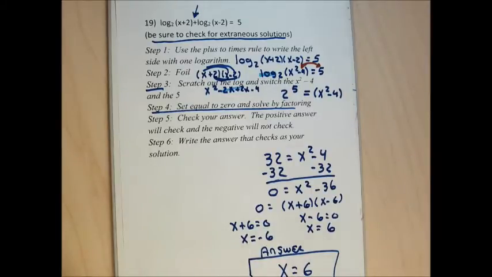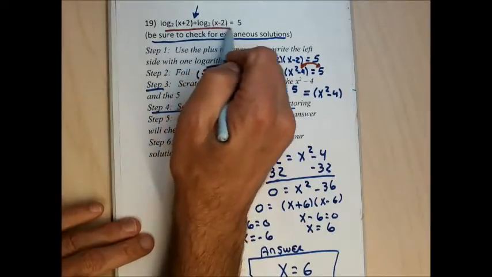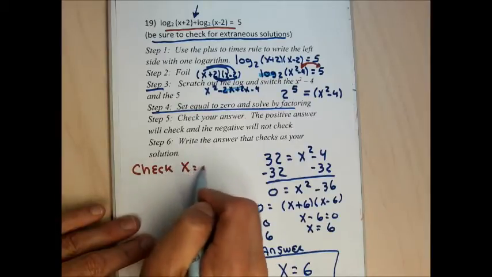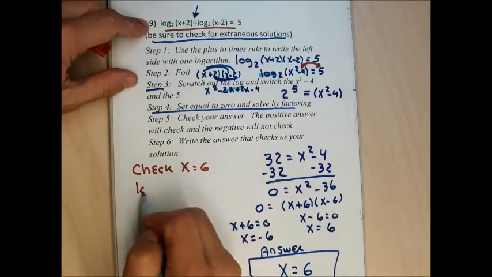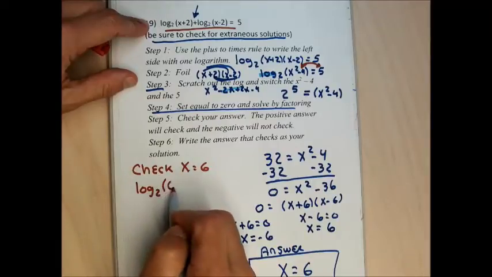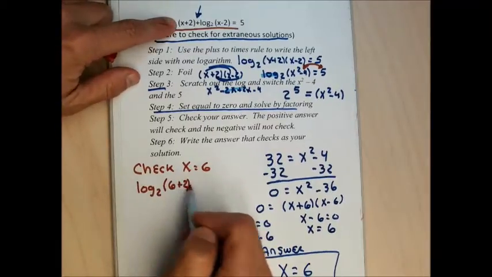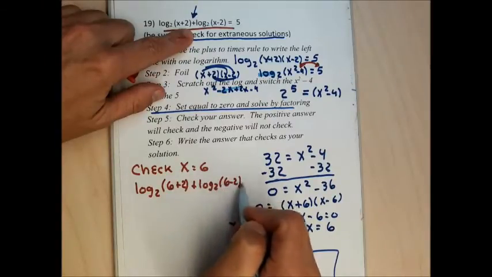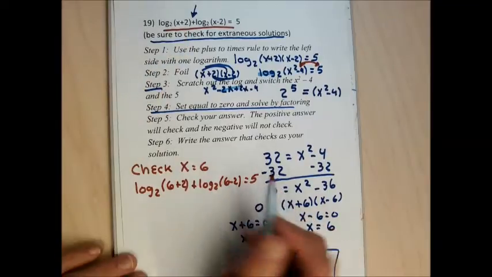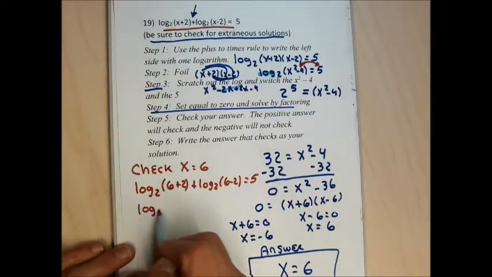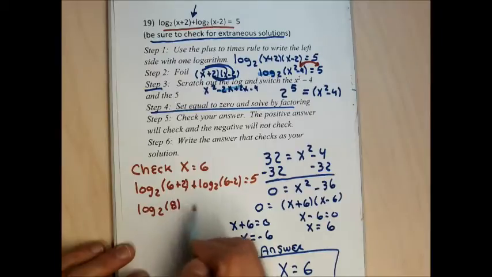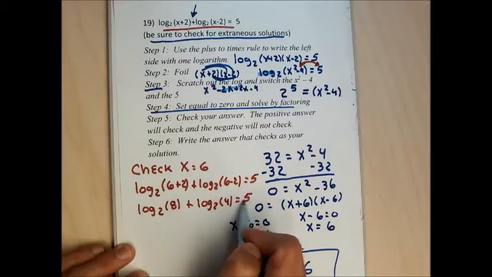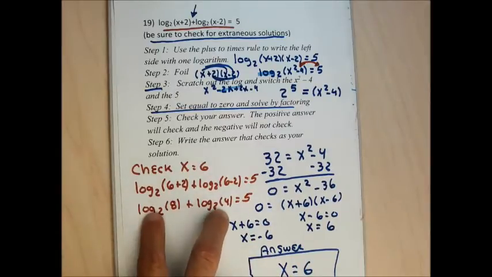So let me check the one that does check first, going right to the original problem and changing the x's to 6. So I'm going to check the x equal to 6, and I'm going to do the log base 2 of 6 plus 2 plus the log base 2 of 6 minus 2, and make sure that that equals 5. I'm going to do this on my calculator. I'm going to do the log base 2 of 8 plus the log base 2 of 4 and make sure that equals 5.